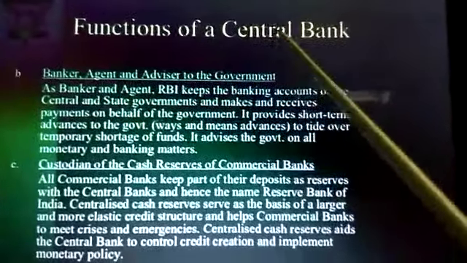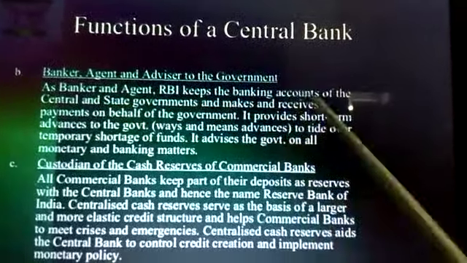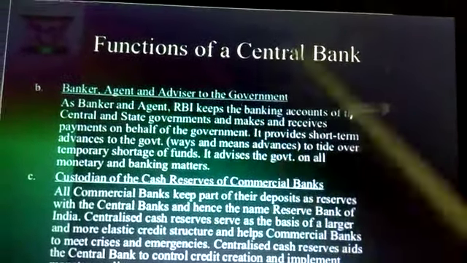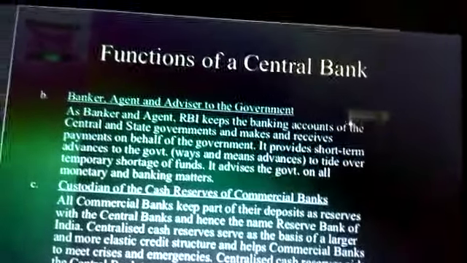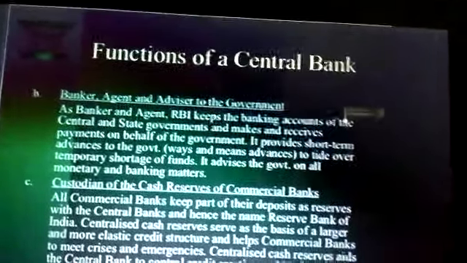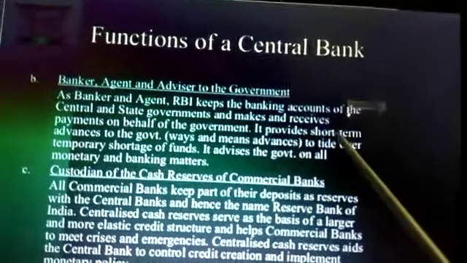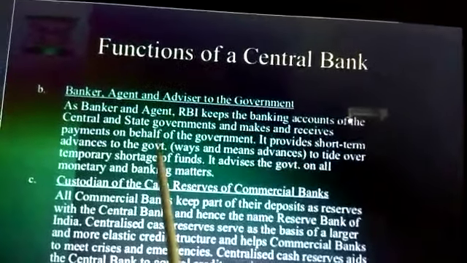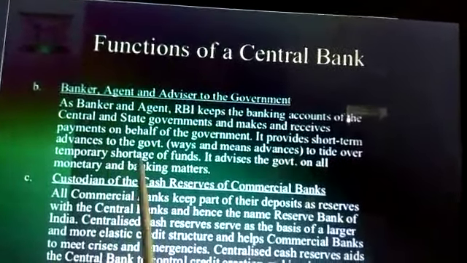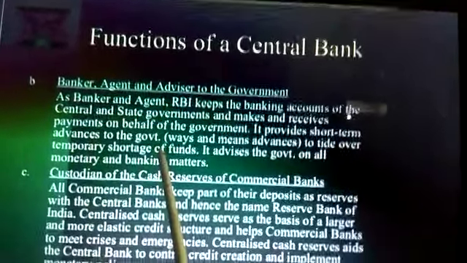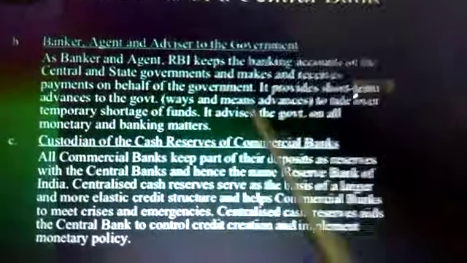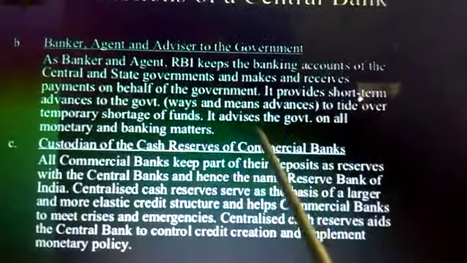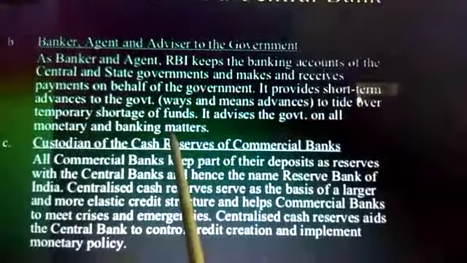The same work is done by the central bank for the government. It keeps the banking account of the central and the state government and makes payments. If the government has to pay somebody, the central bank does that. If the government has to receive money from somebody, the central bank does that. Secondly, it provides short-term advances, that means loans, to the government whenever the government needs it to tide over a temporary shortage of funds. It also advises the government on how to deal with the money of the people, where to invest, on all types of monetary and banking matters.